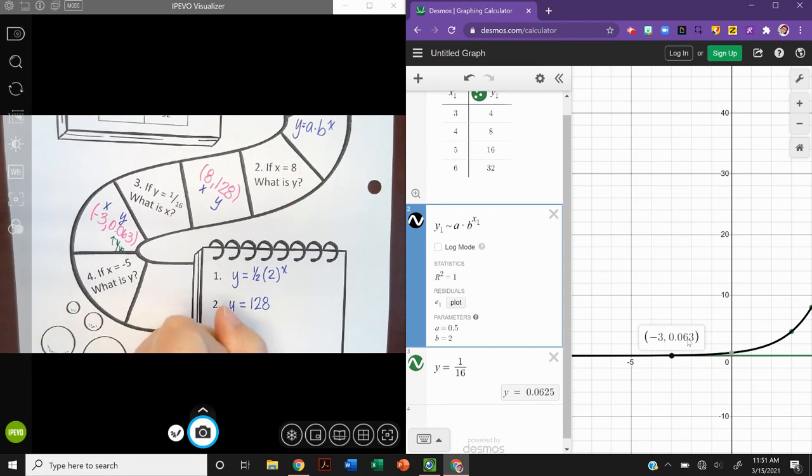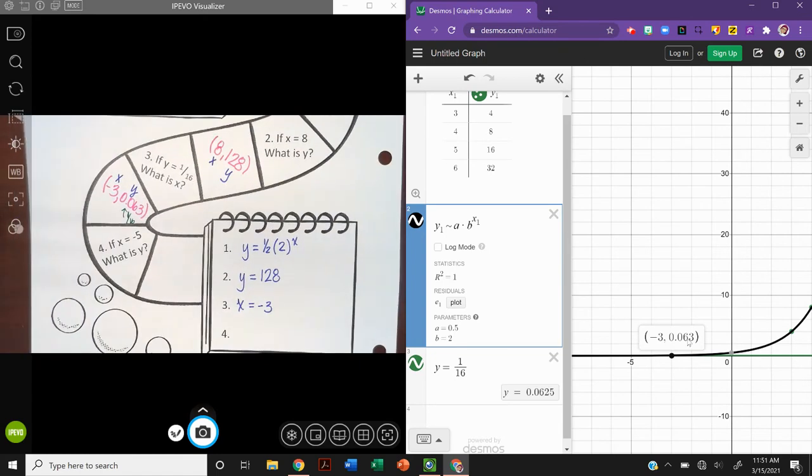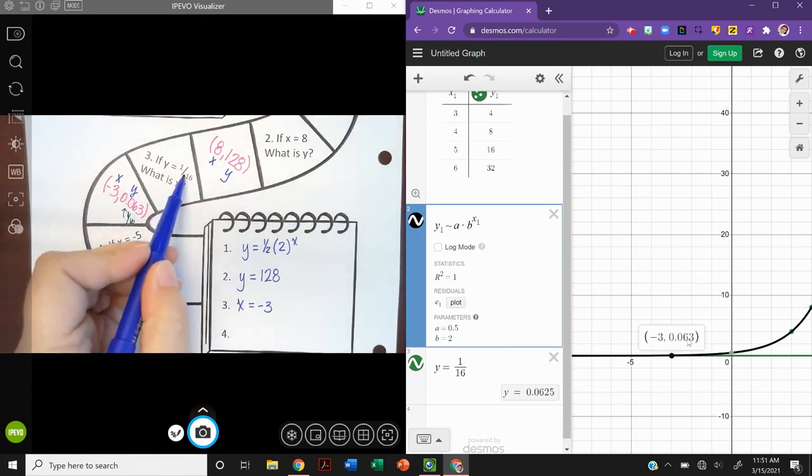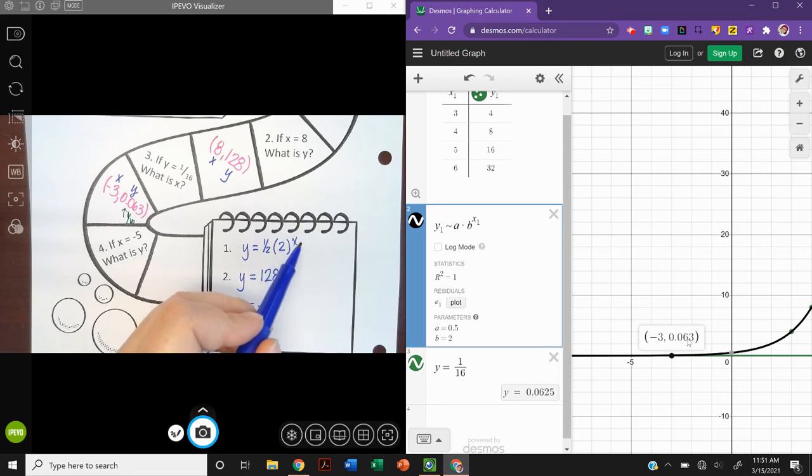Now, if we had taken y equals 1/16 and plugged 1/16 in right here, you would have had to solve for x. Well, x is in an exponent. You don't know how to do that. I have not given you any skills to do that, so you're going to utilize a calculator. It's not until you get to Math 3 that we're going to teach you how to solve for x when x is in the exponent. So right now we use a calculator.